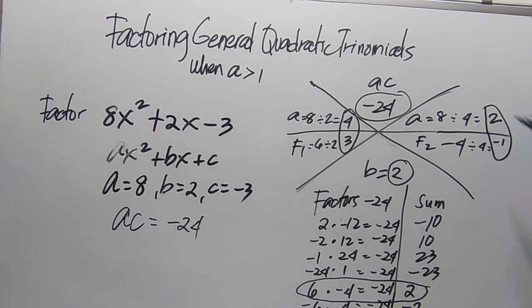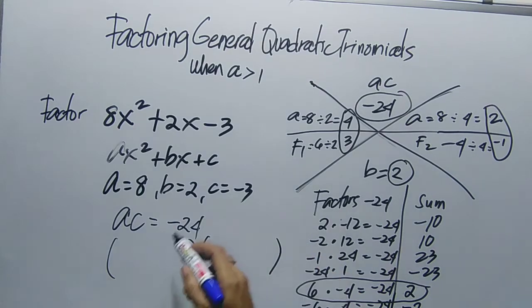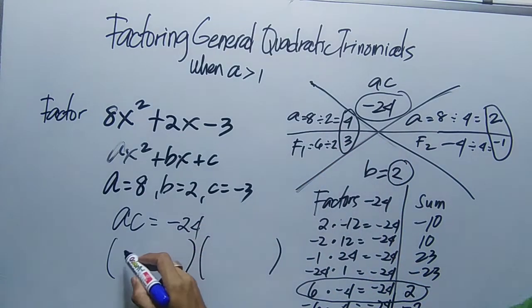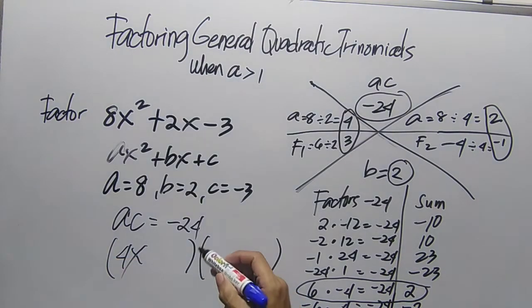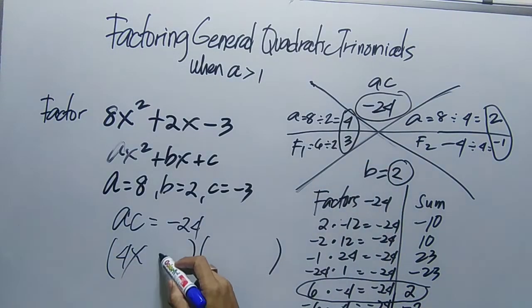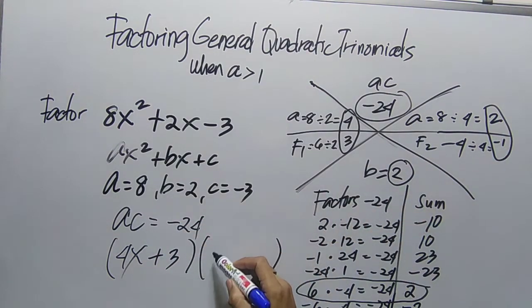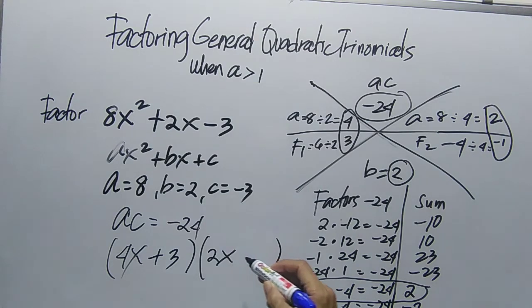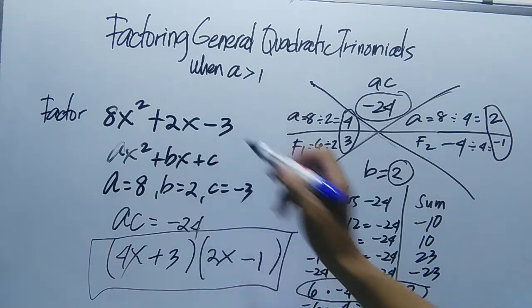Yung kukunin natin mamaya. So ngayon, kunin natin yung factors natin. Yung hinahanap natin. Okay? So first is 4, tapos x. Huwag mong kalimutan si x mo. Then, plus 3. Okay? Dito rin sa kabila, 2, at huwag kalimutan si x. Then, minus 1. Okay? So, this is your factored form ng ating 8x squared plus 2x minus 3.